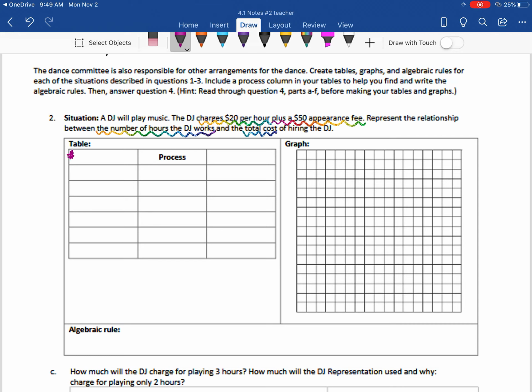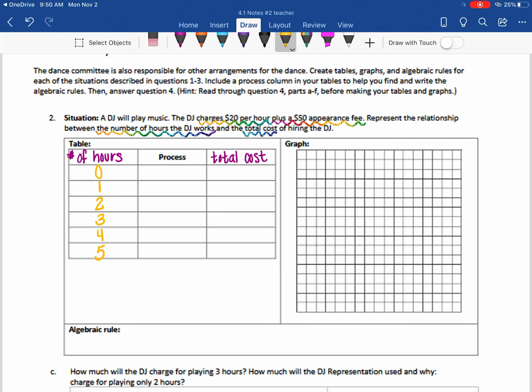table. So I have number of hours, and I have total cost. Okay, and we are going to use the first piece of information that I underlined to get our process going. When we think about a dance, when we're thinking about what we want to put in our table for number of hours worked, dances typically are only a few hours long, so we don't want to skip count or anything like that, because most dances are about like 3 or 4 hours, so we really don't need to have a whole lot of data.